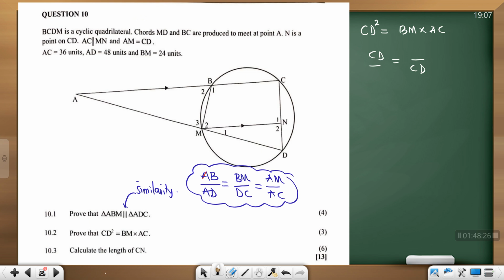Are you with me there? I want to work backwards now. Then BM times what? AC. Watch this. Are you okay there? Guys, are you okay with my first step? This is me thinking through.